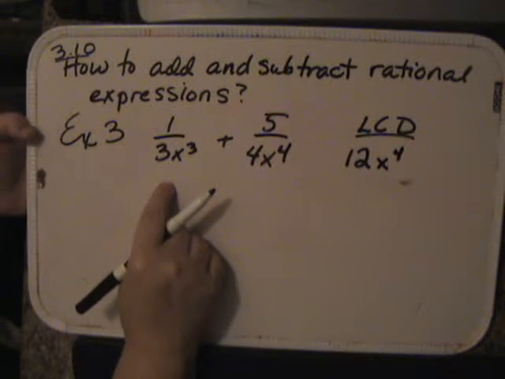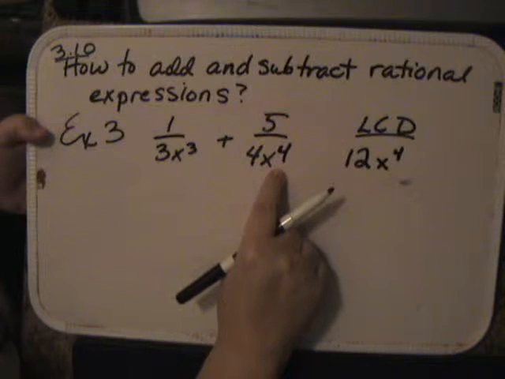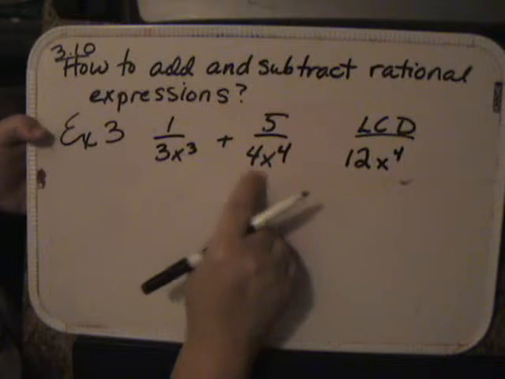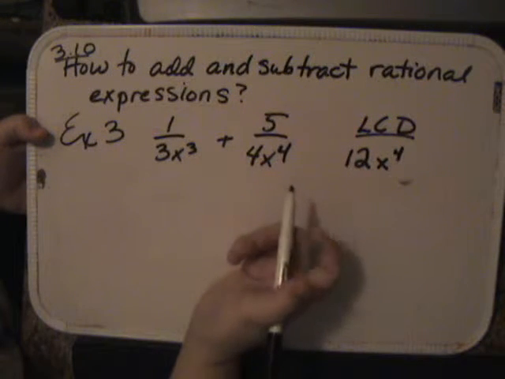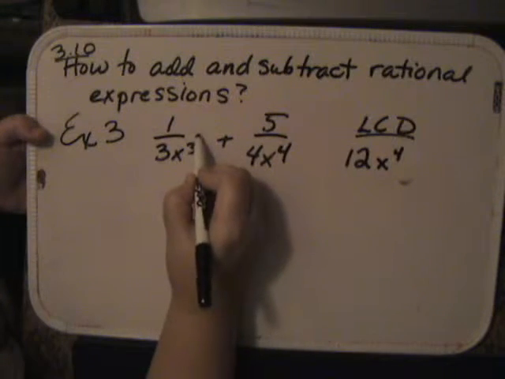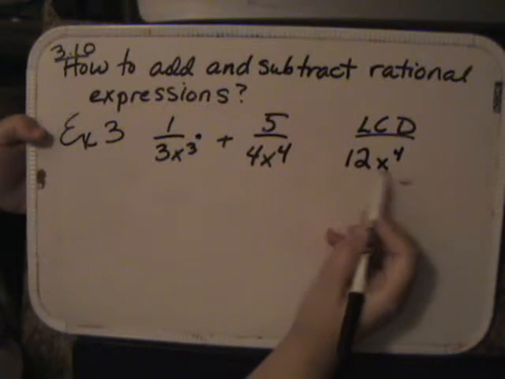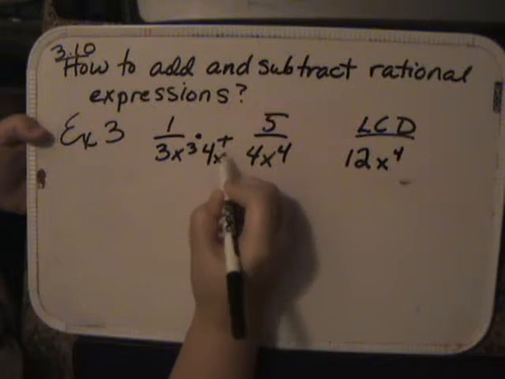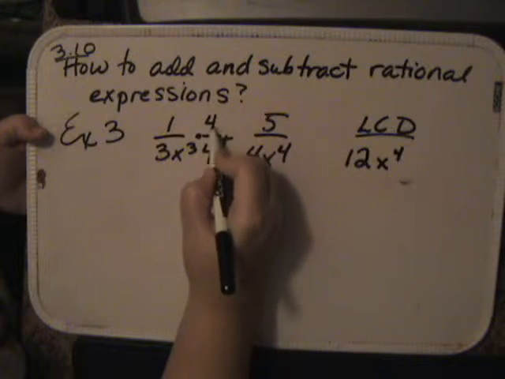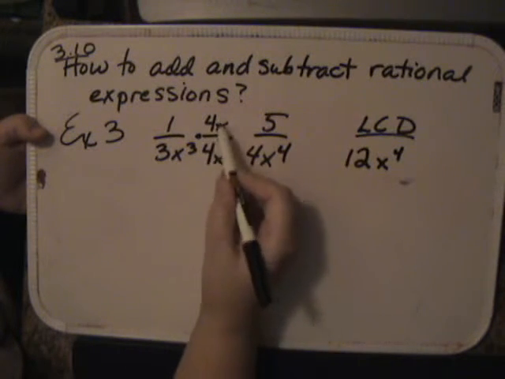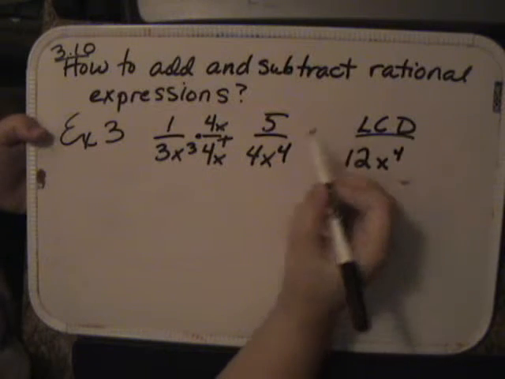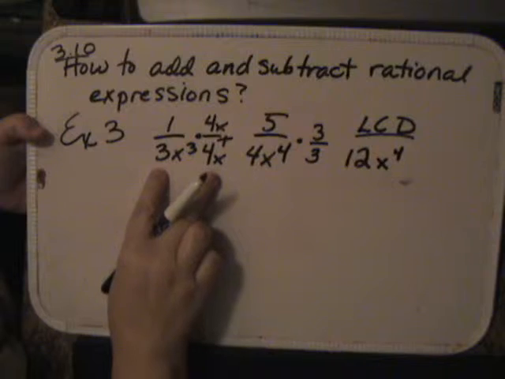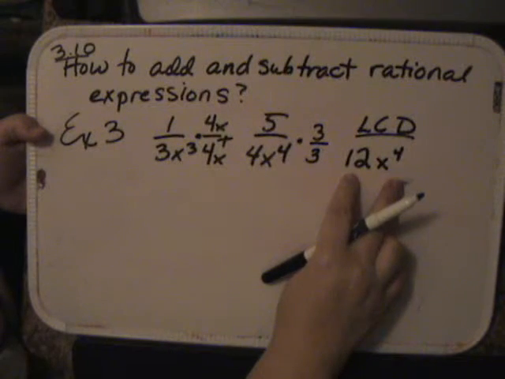Now, to do this next step, we have to change each denominator to match the LCD so that we can add them together. To do this, we multiply each fraction by a fraction that is equivalent to 1, which makes the denominator equal to 12x to the 4th. So we multiply by 4x over 4x on this side. That's equal to 1 because it's the same thing; it would cancel each other out. And on this side, we multiply by 3 over 3. Notice each denominator, when I multiply it, is going to equal my LCD.